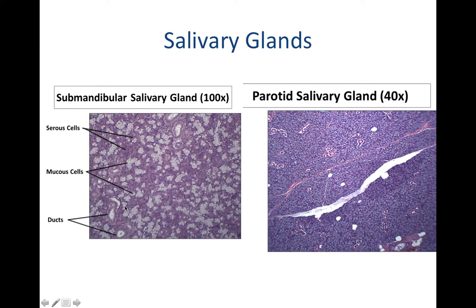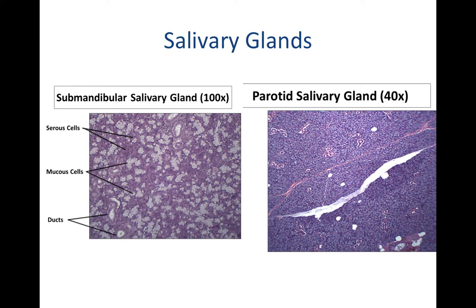If you look at different types of salivary glands, over here you can see the parotid salivary gland. It may look a little bit different, and this is because different salivary glands have different proportions of serous cells and mucus cells. Because the parotid salivary gland is composed of many more serous cells and not as many mucus cells, it has a different look to it.